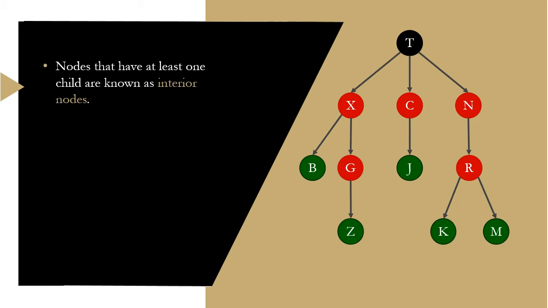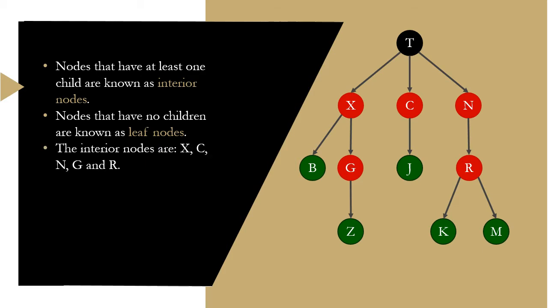Nodes that have at least one child are known as interior nodes. Nodes that have no children are known as leaf nodes. The interior nodes are X, C, N, G, and R. Notice that I am not naming the root as an interior node because that is the root. The root will not be counted in interior nodes. The leaves are B, J, Z, K, and M.